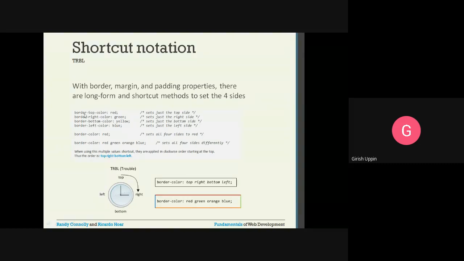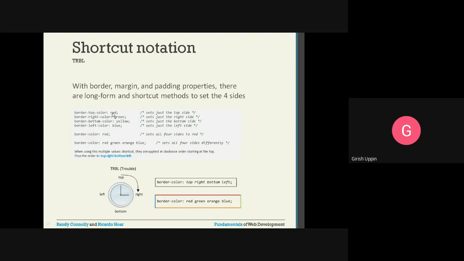Suppose you want to use a shorthand and set all the sides as red, you can just use border-color instead of using these. But if you have a requirement to set different colors to all the borders, then you can access those properties separately. Otherwise, you can say border-color: red, so all the sides will be red.